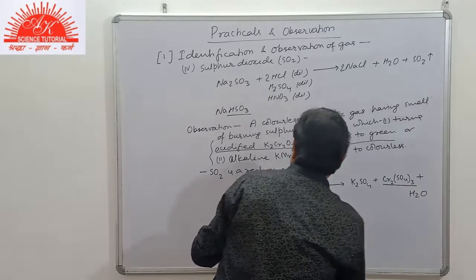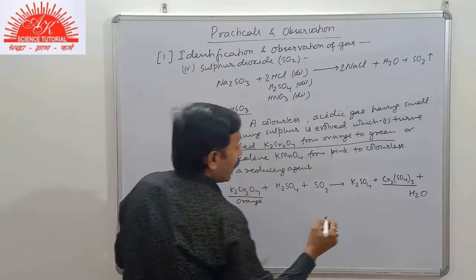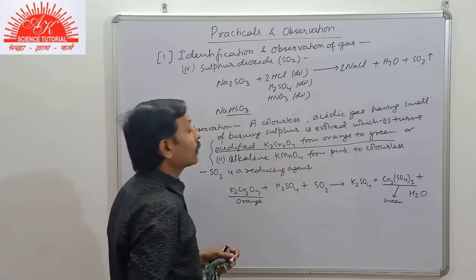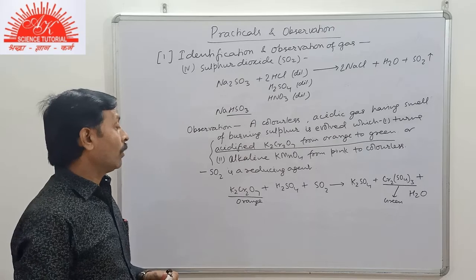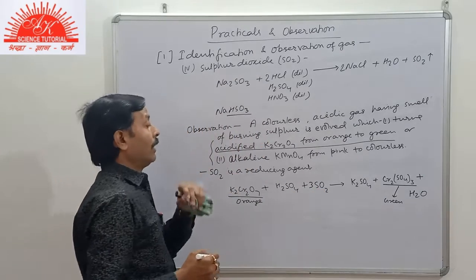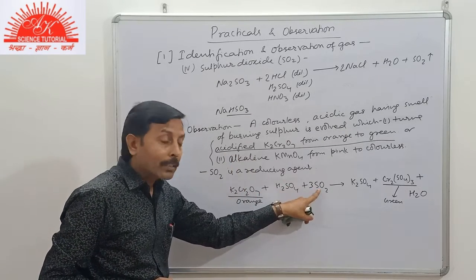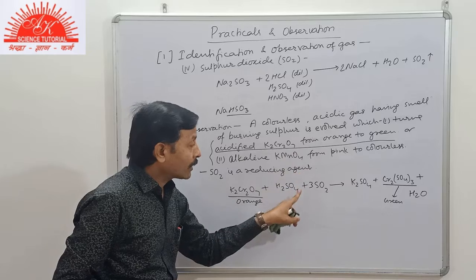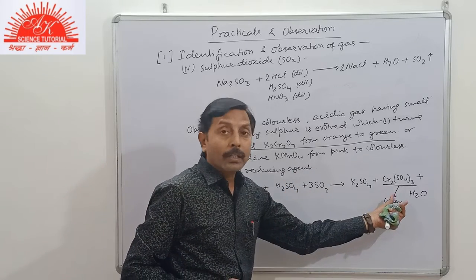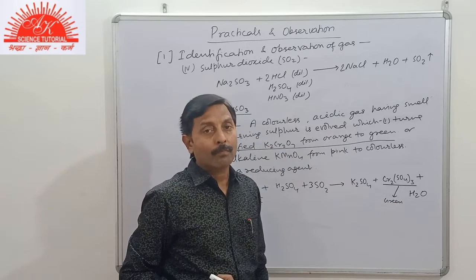Now, actually this was orange in color and this is green in color. So the solution turns green. Now the equation is not balanced. Now it is balanced. So when SO2 gas is passed through acidified potassium dichromate solution, then it turns from orange to green. So this is the test for sulfur dioxide.